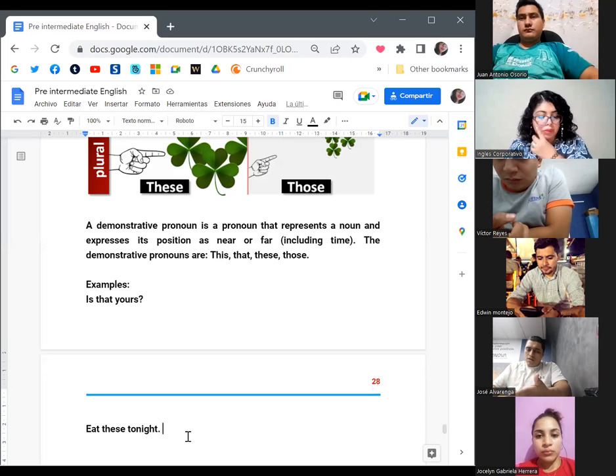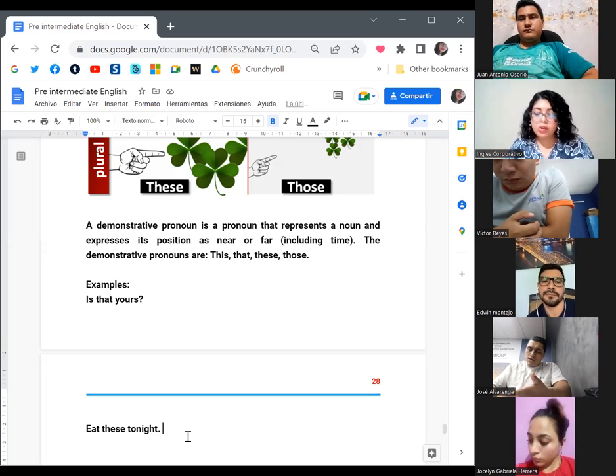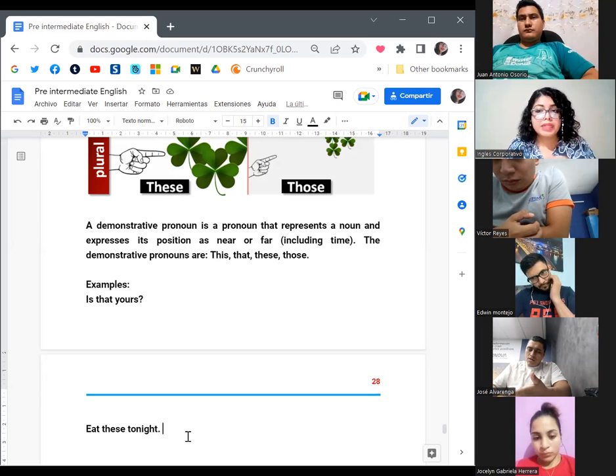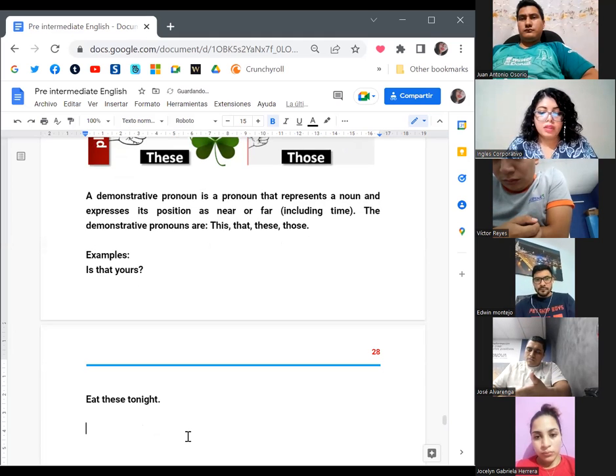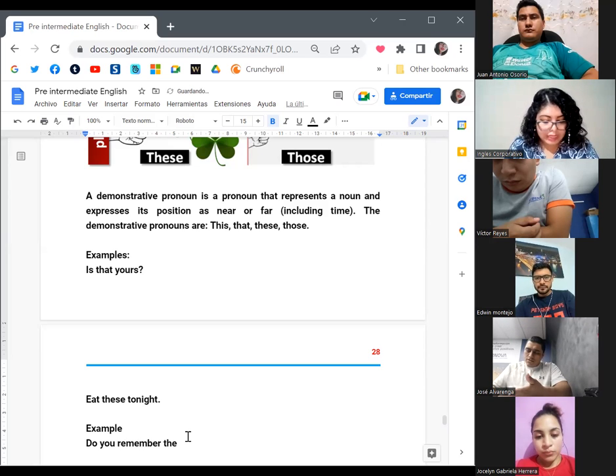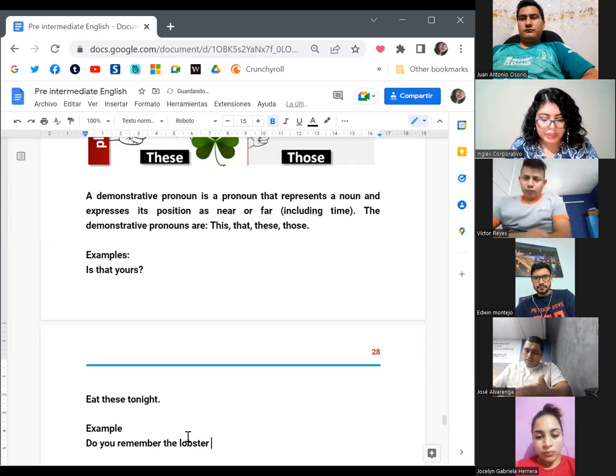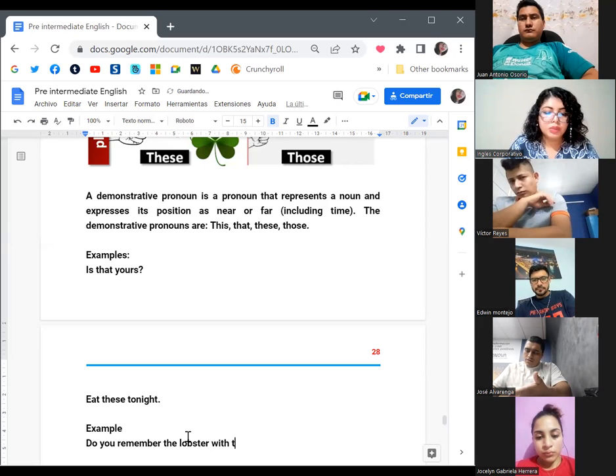So, we have an example. Do you remember the lobster with the blue claw? Can I have that, please? And I'm going to write the example because it's easier to understand. We have: do you remember the lobster with the blue claw?